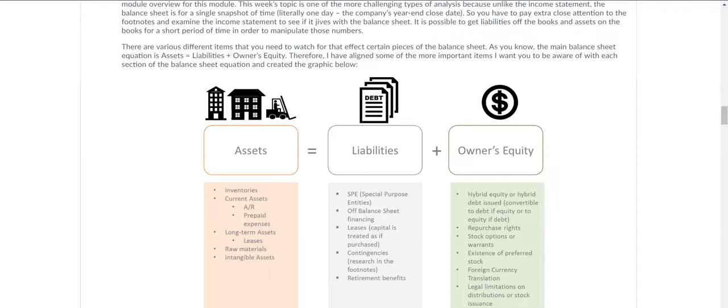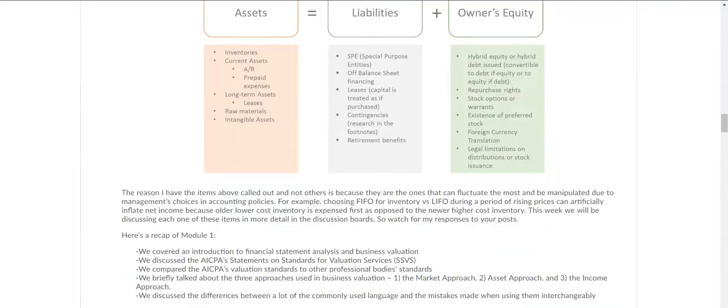And then, of course, legal limitations on distributions of stock. That's just referring to whether or not there is a prohibition on getting rid of a stock for a certain period of time, like a holding period.